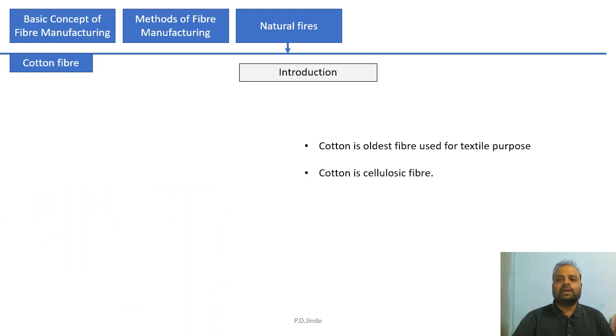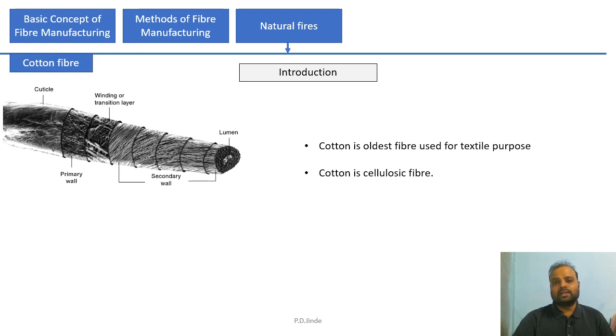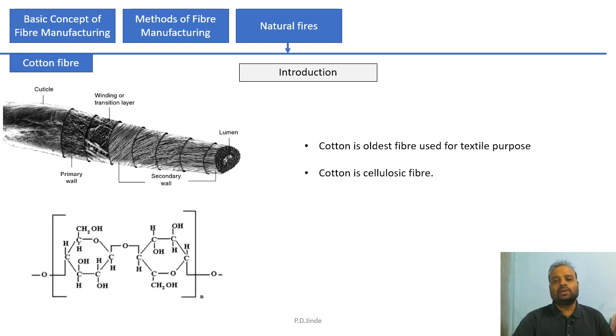Chemically, cotton is made from cellulosic material. Its chemical structure is shown in front of you. Cotton is made entirely of cellulosic material; 95% of the material present in the cotton fiber is cellulose. Each unit is called a beta glucose unit. Cellulose is a long chain molecule made from multiple beta glucose units.